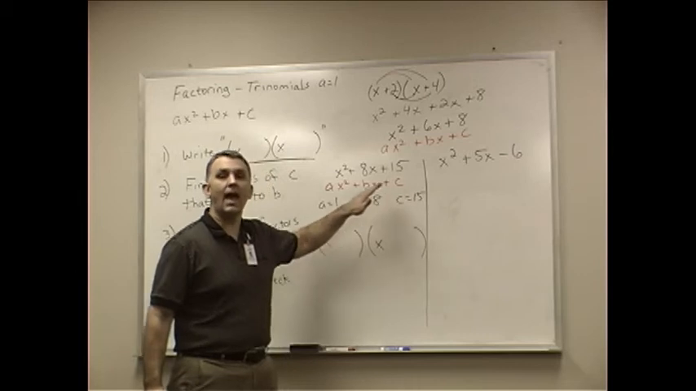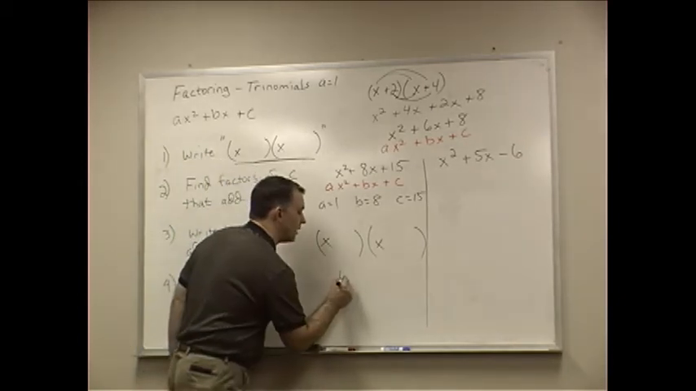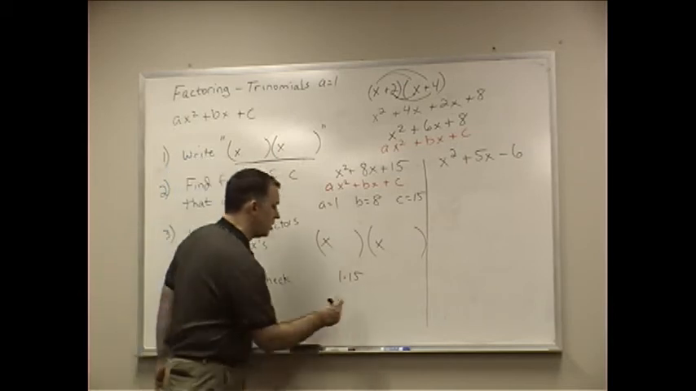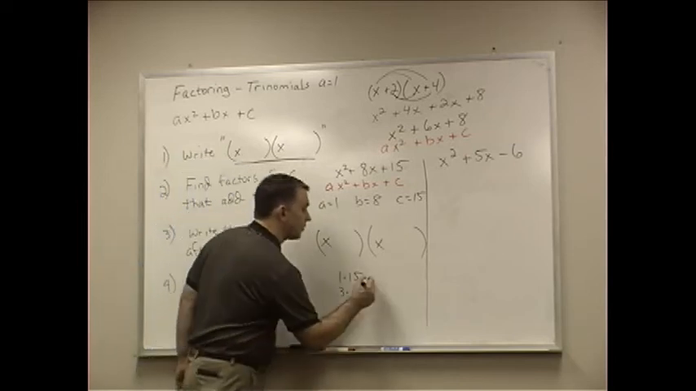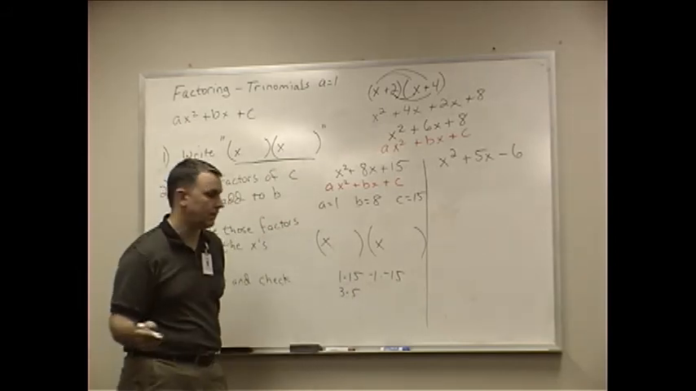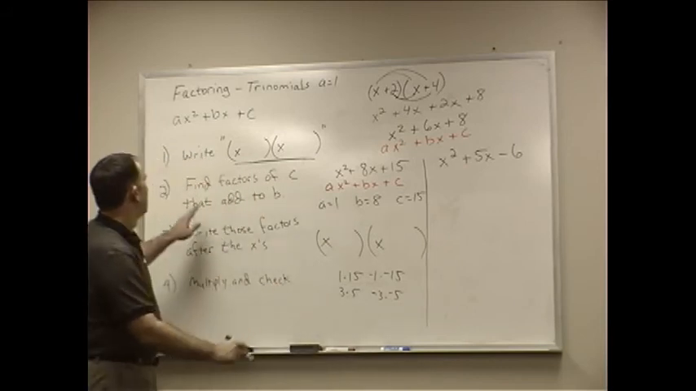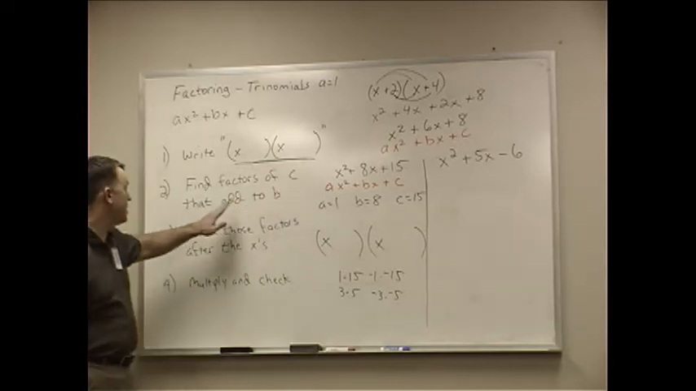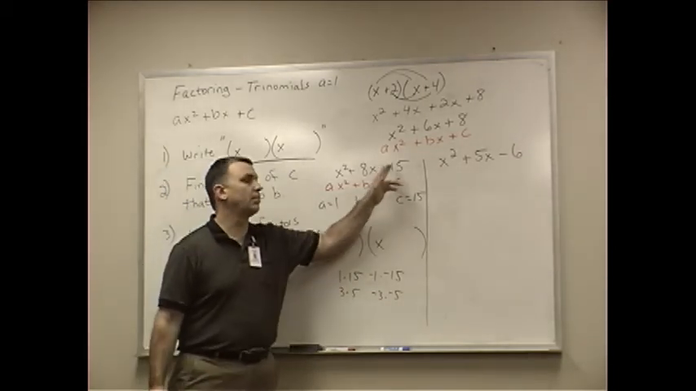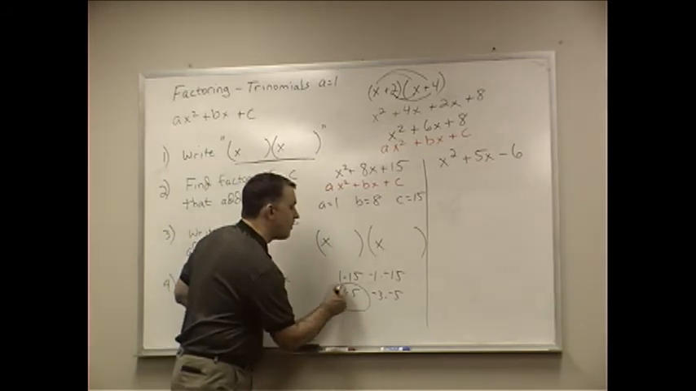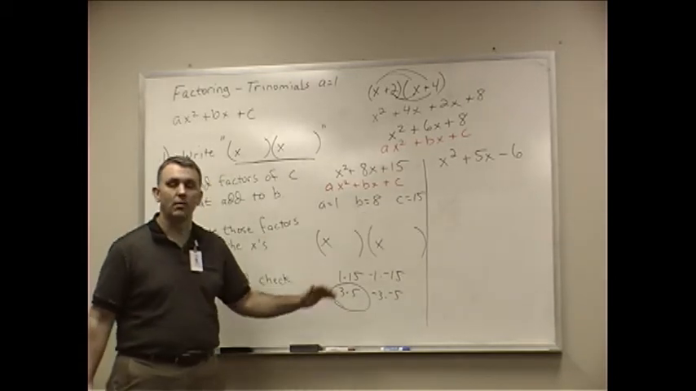Find factors of c that add to b. 15 has factors. 1 times 15 is a set of factors. 3 times 5 is a set of factors. And I don't want to exclude negative numbers. Negative 1 times negative 15 is a set of factors. Negative 3 times negative 5 is a set of factors. Step 2 says find factors of c that add to b. These are all the things that multiply to be positive 15, but when I add them up, there's only one set that adds up to b. The b value is 8, and that's 3 and 5.